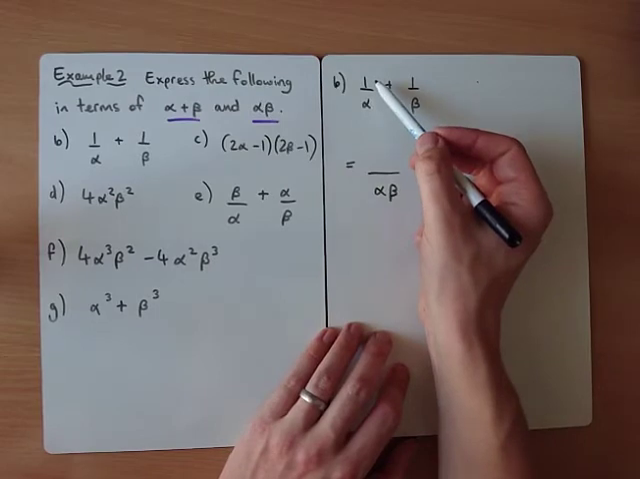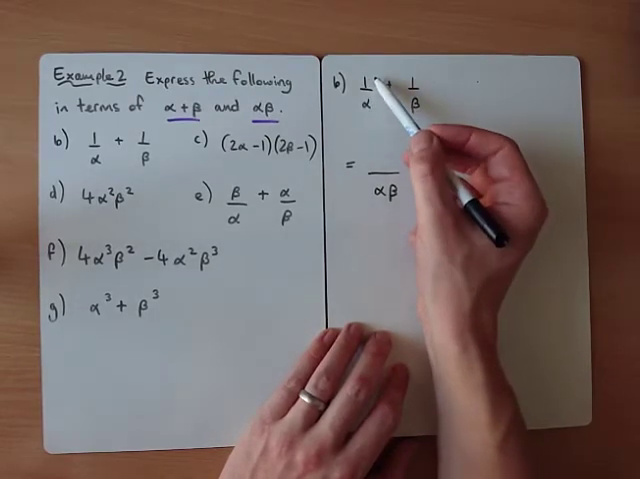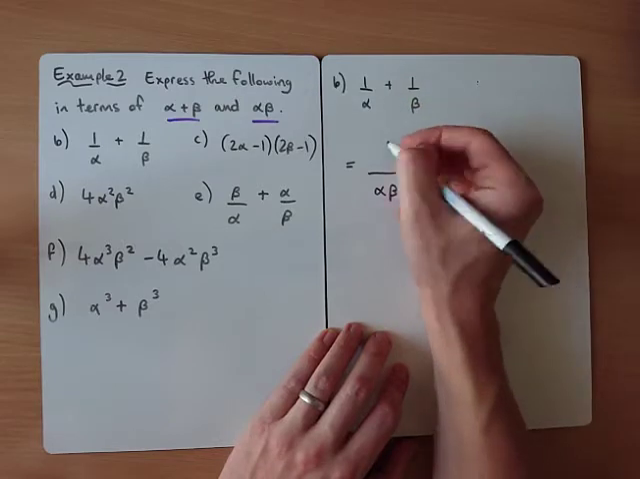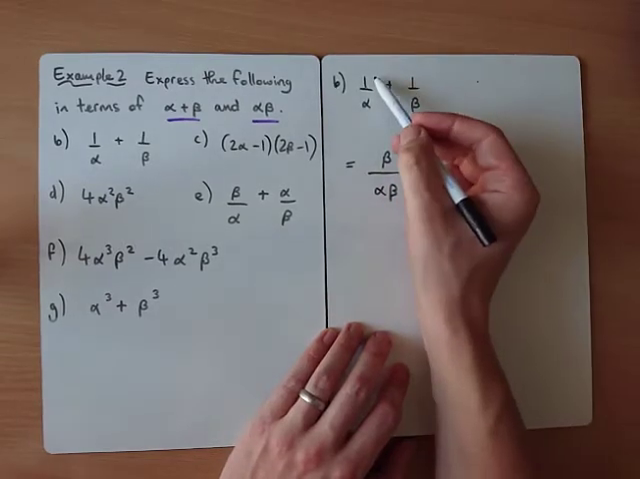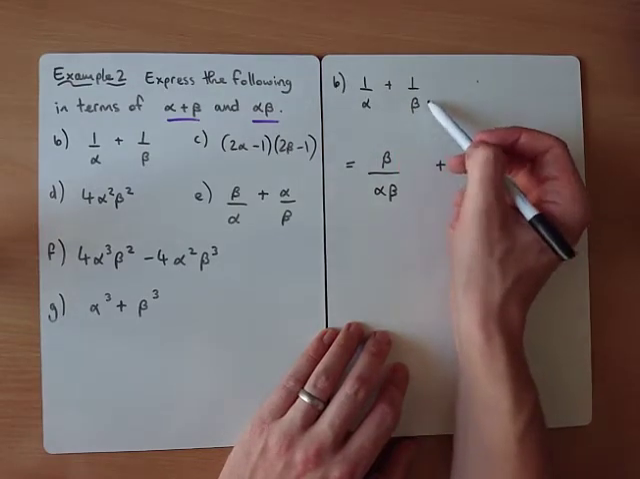Now what we're doing, remember how fractions work, if this one needs a beta, you've got to multiply the top and the bottom by the same thing to keep it the same. So we'll multiply the top and bottom of this one by beta. For this one, because we need an alpha, we'll multiply the top and bottom by alpha.